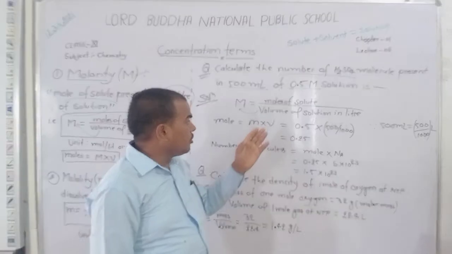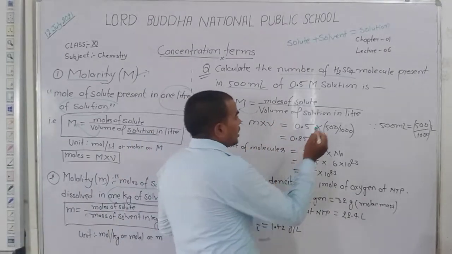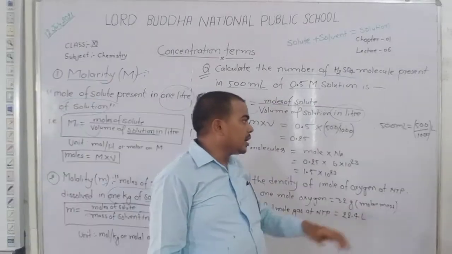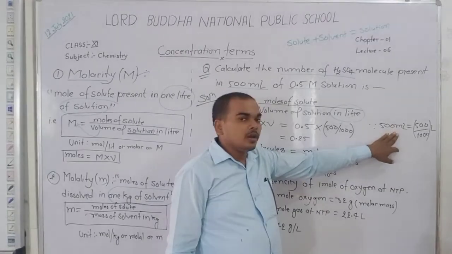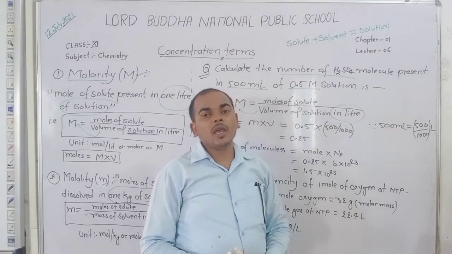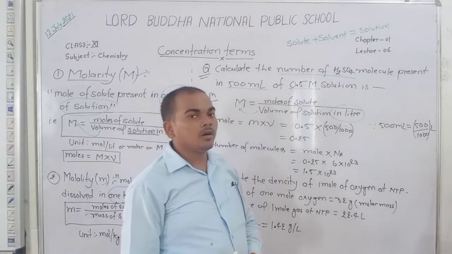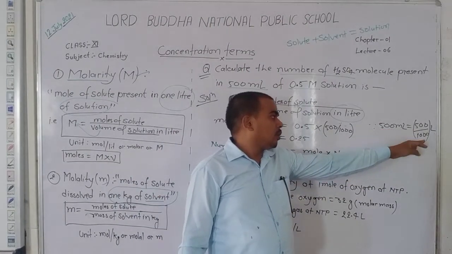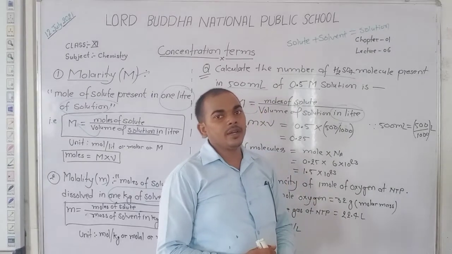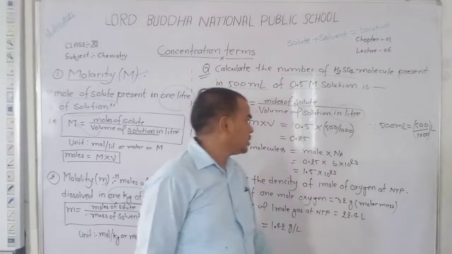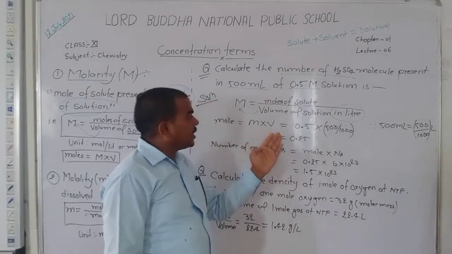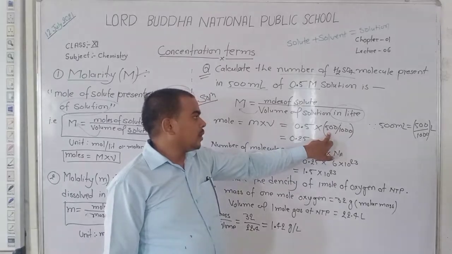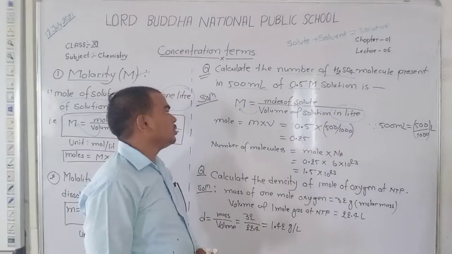But in the formula, the volume of solution is written in liters. Firstly convert 500 ml into liters. For the conversion of ml into liters, divide by 1000. So 500 upon 1000, then it is written in liters. 500 by 1000 is the volume of solution.